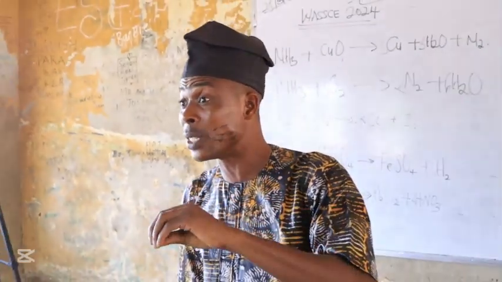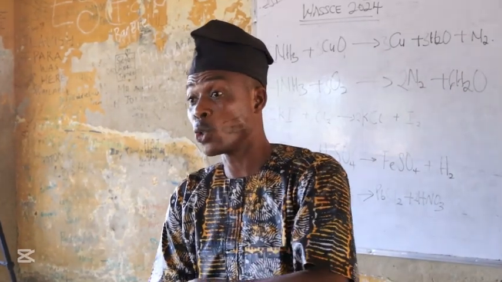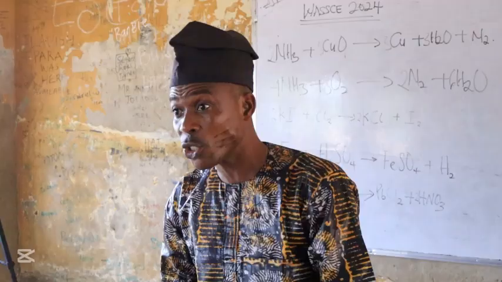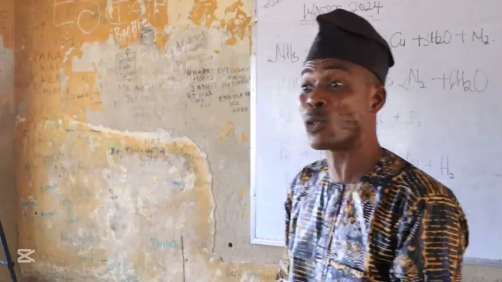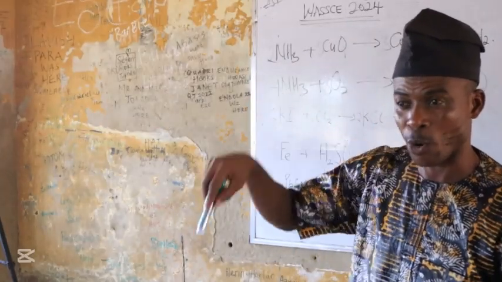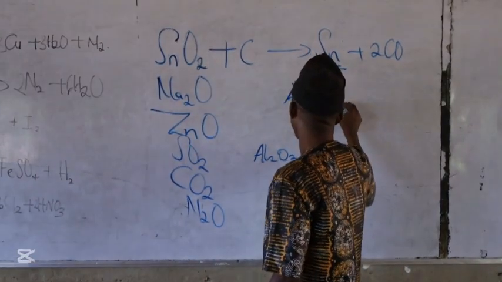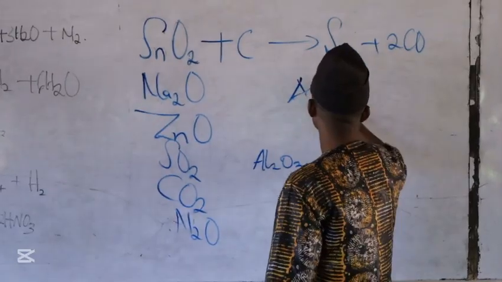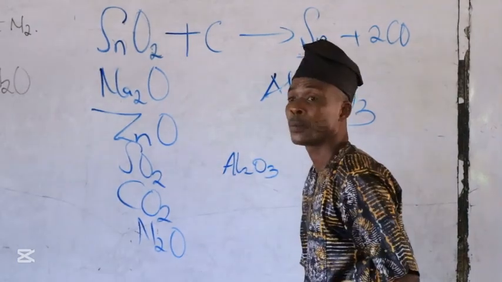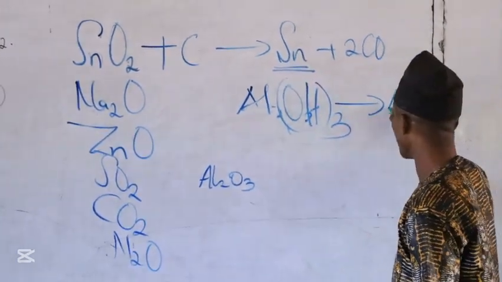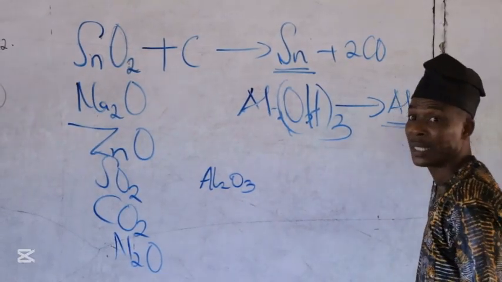Those cannot dissolve in sodium hydroxide. What do you now do? You wash, and once you filter, you wash it. You now add aluminium hydroxide to the complex in order to get more aluminium hydroxide. When this aluminium hydroxide is heated, you are going to have the pure alumina.